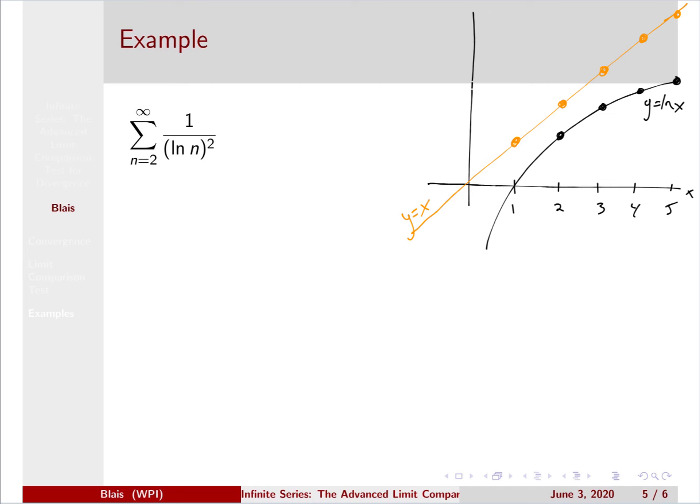And it's important to recognize 1 over n goes to 0 too slowly for the sum from n equals 2 to infinity of 1 over n to converge. We know that this is the famous divergent harmonic series.